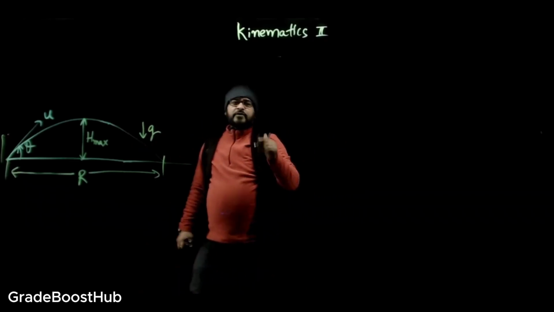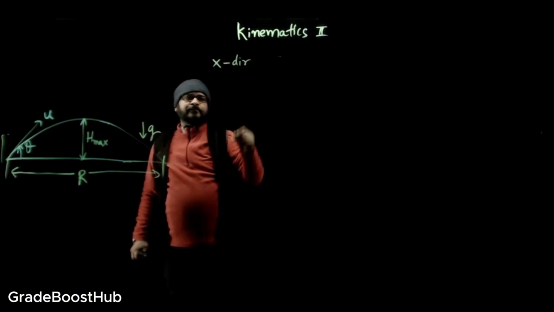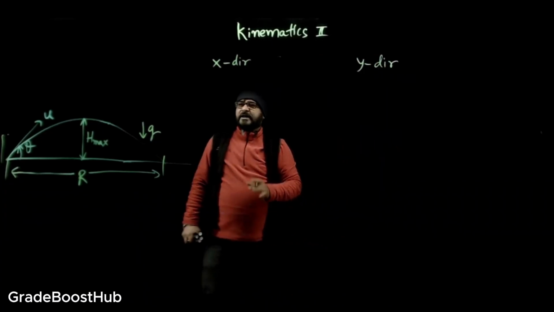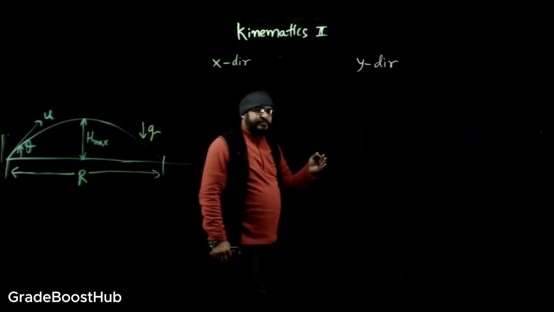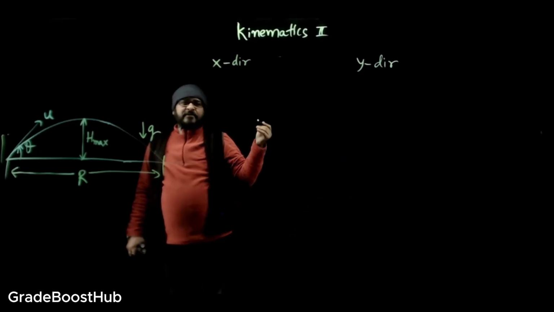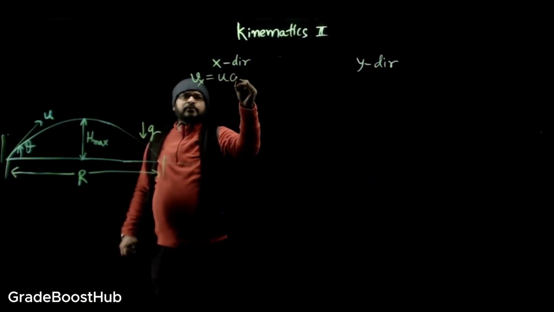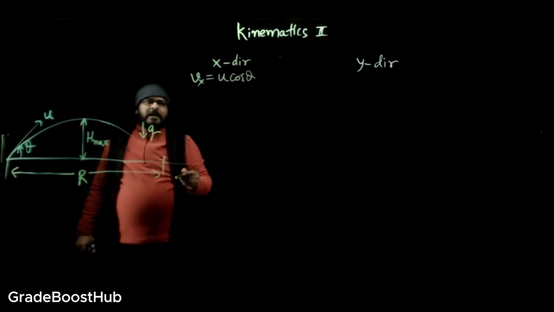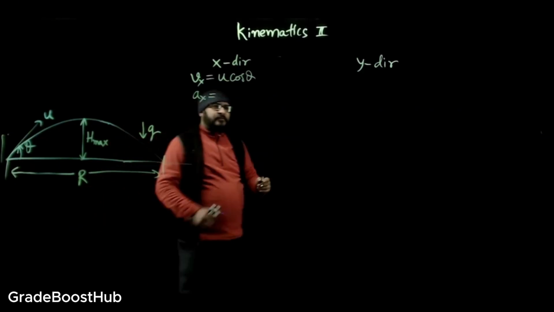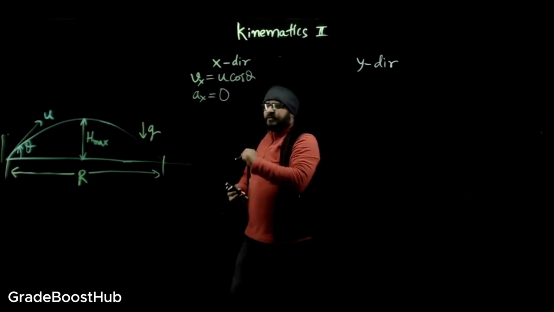Okay, now I'm going to segregate this motion in 2D as x direction motion and y direction motion. In x direction, what is happening? I'm going to use the equations of kinematics. So we have the first equation. At any moment, what will be the Vx? Vx will be u cos theta. At any moment, what is the acceleration along x direction? Any answer? Quick. 0. Wonderful.